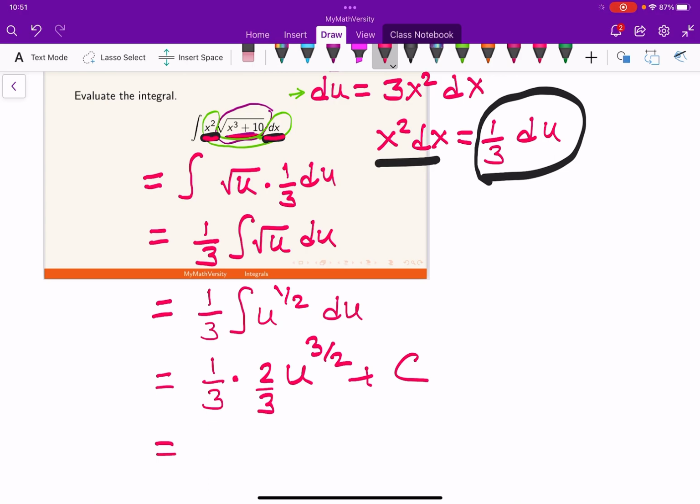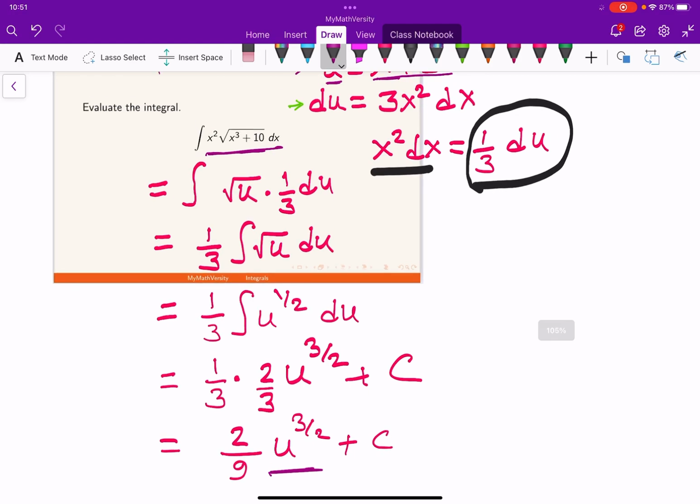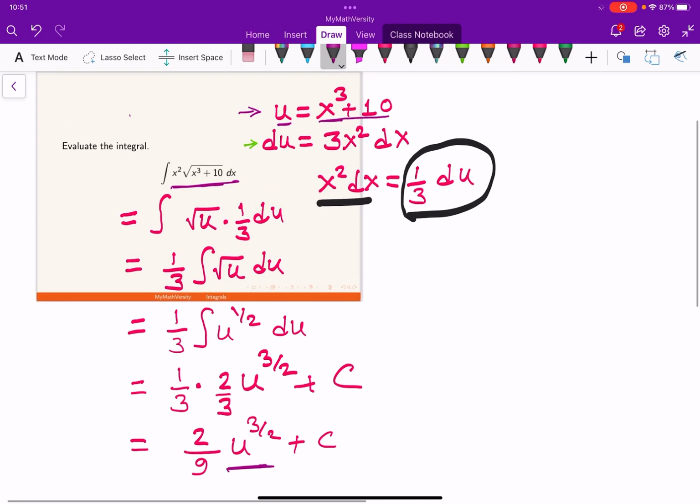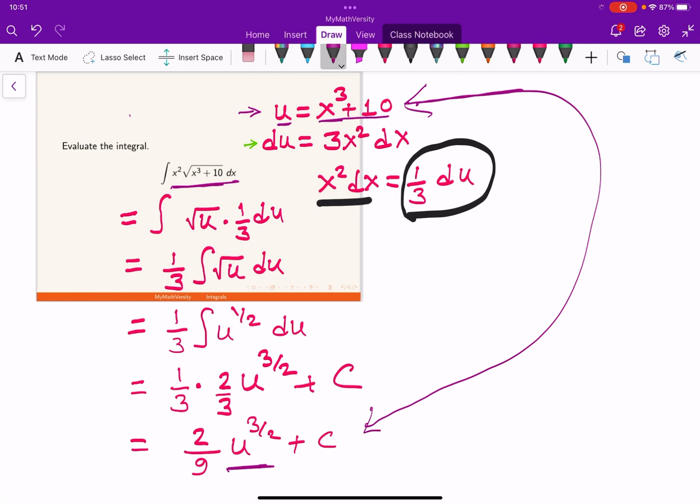So then we have 2 times 1 is 2, divided by 9, times u to the power 3/2, plus c. We have already integrated, so there is no integral sign here. But the only thing left over is that the given problem is a function of x, and our answer is given as a function of u, which is a mismatch. We can correct that, because u is actually x cubed plus 10, so let's plug that in here.